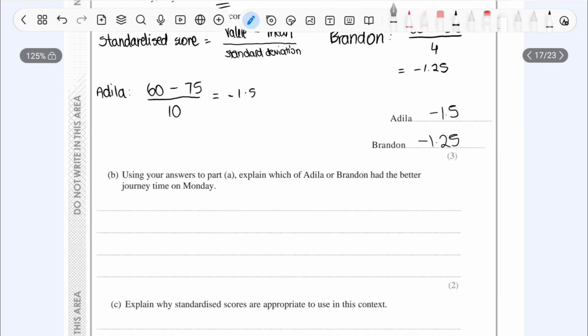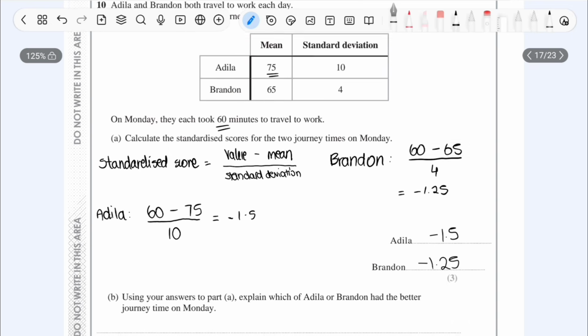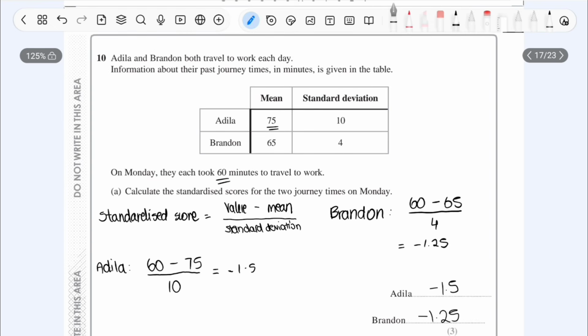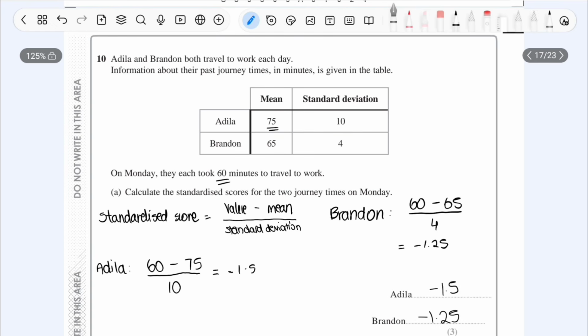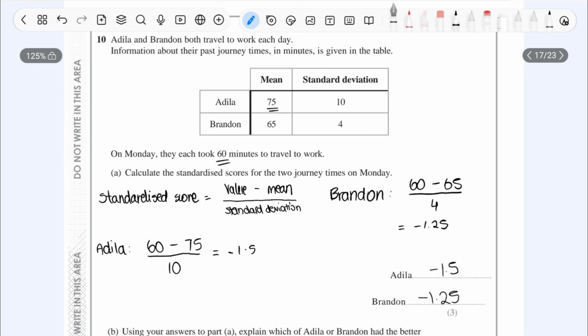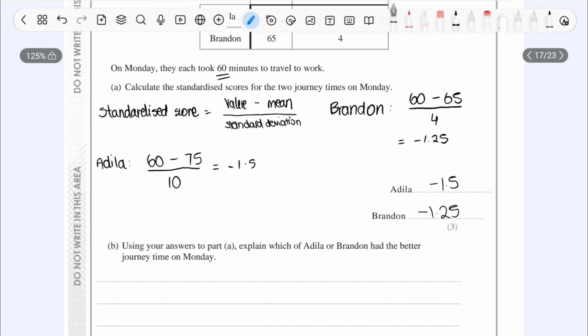Part B. Using your answers to Part A, explain which of Adila and Brandon had the better journey time on Monday. For this part you need to be careful. If anyone tells you to just remember that a higher standardized score means X or Y, no, you need to look at it in context. If the mean was for exam marks instead of journey times, then surely you'd want a higher mark. But in the context of minutes and your journey time, you want your journey time to be as low as possible. So who had the journey time as low as possible?